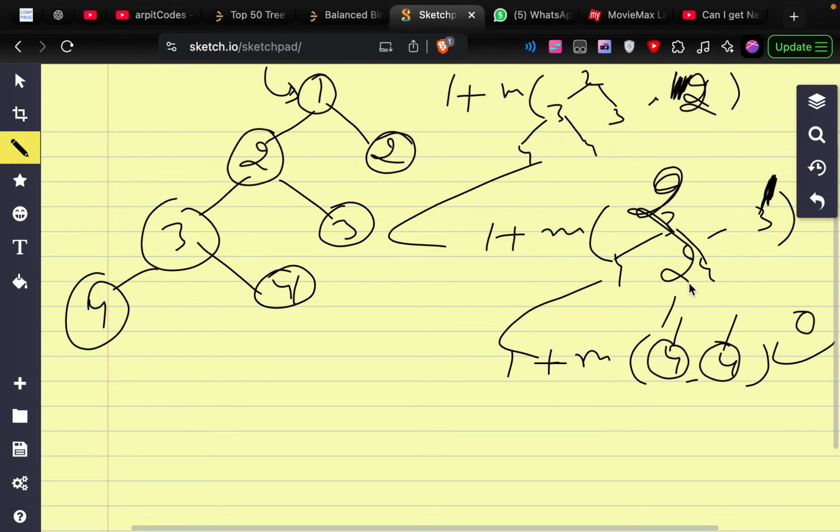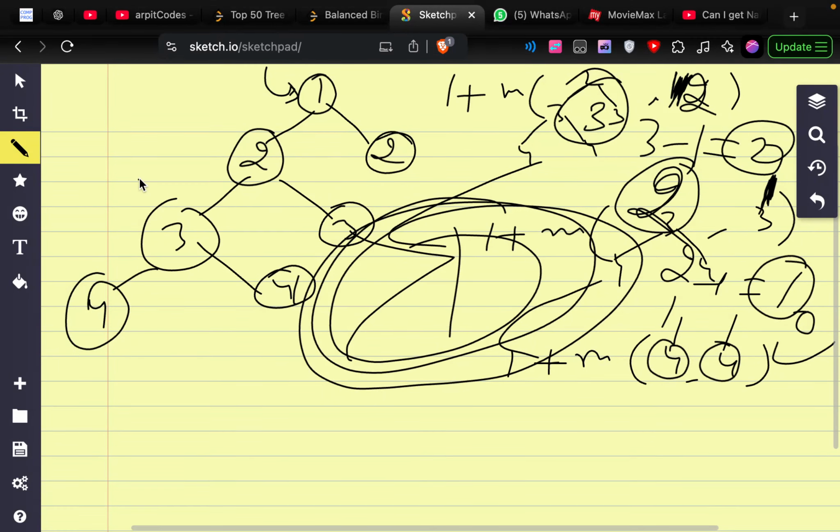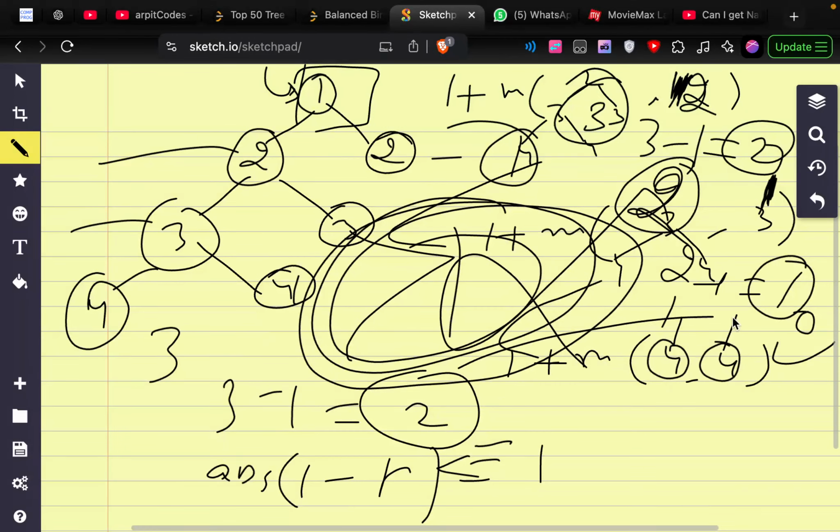The difference will be 2 minus 1, this is 1, but the max is 2. 1 plus 2 is 3, and this one is 1, so the difference becomes 3 minus 1 is equal to 2, which is more than 1, right? For this case, this side is 1 2 3, and this side is 1, so the difference is 3 minus 1 is equal to 2, which is not fulfilling the condition, which was absolute of left height minus right height should be less than or equal to 1, so this is not height balanced, right?